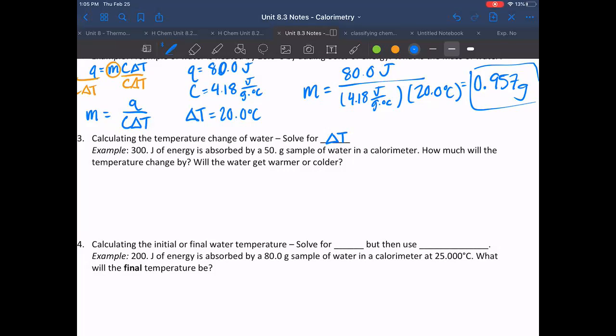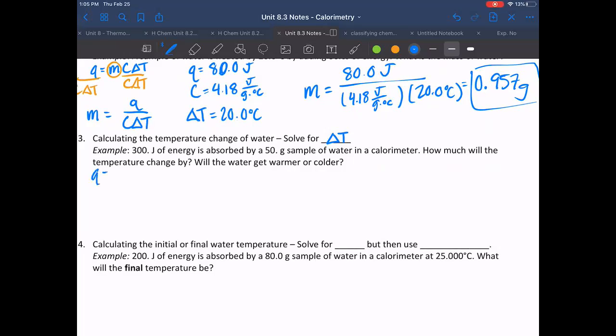So now we're calculating the temperature change. So we're looking for delta T. Start with our Q equals M C delta T. And the nice thing about having a very linear equation, you just pretty much have to throw the other variables to the other side. So delta T is equal to Q over M C. What's Q in this case? Beautiful. 300 joules. What's our mass of water? 50. And C is our 4.18.